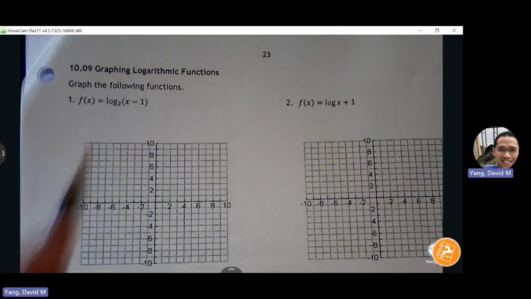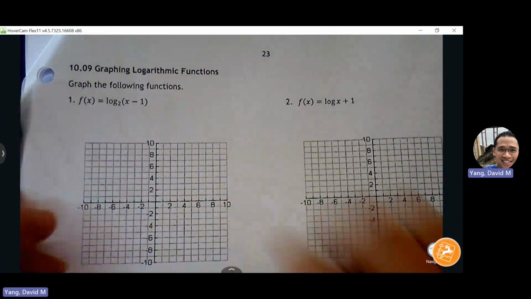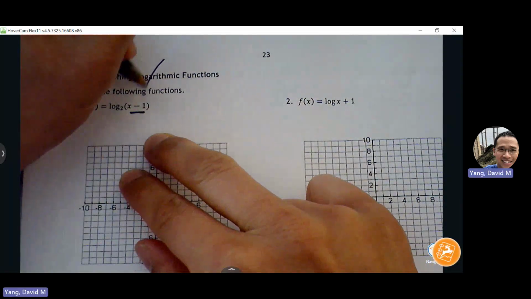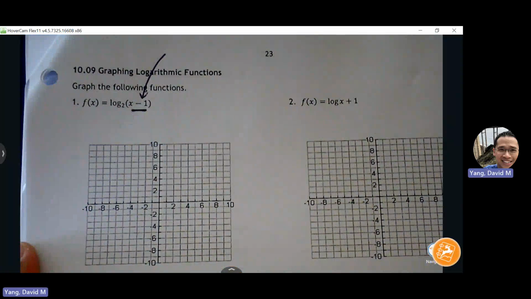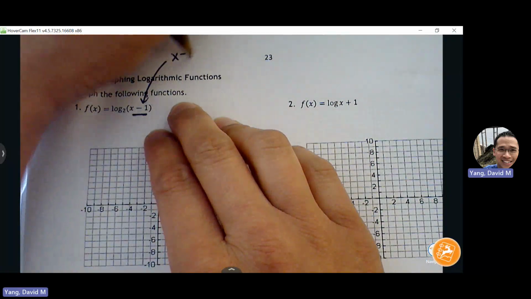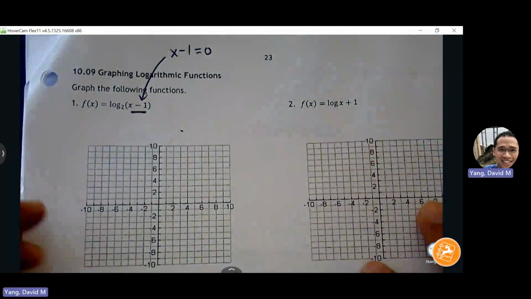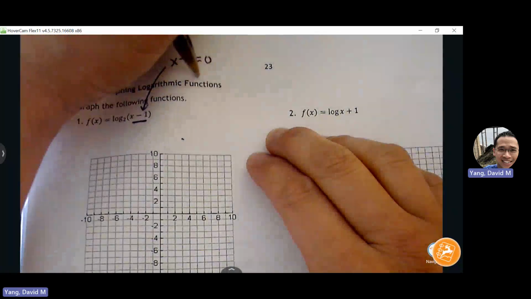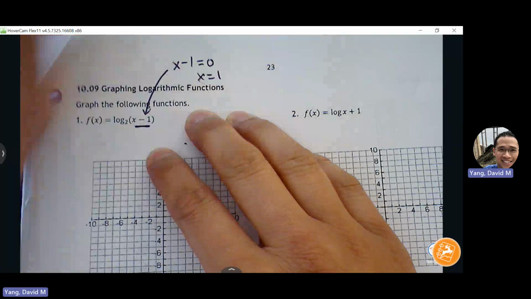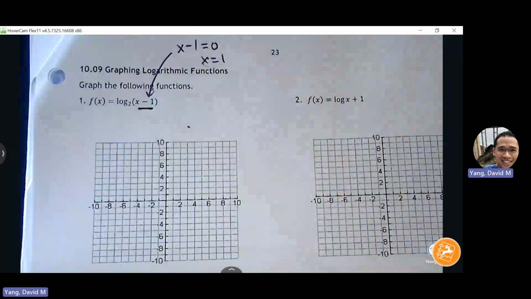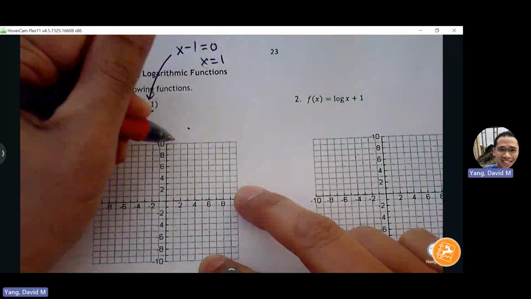Okay, so notice how this is a little bit different here. It's x minus 1. Just understand that x minus 1 is going to help us find some important information. If I set that equal to 0, that's going to tell me where my vertical asymptote is. So whatever makes my log argument equal to 0 is basically where that asymptote is going to be. So if I solve for x, I get x equals 1. So there's my asymptote. My asymptote is at x equals 1. So I can just go ahead and put that vertical line.